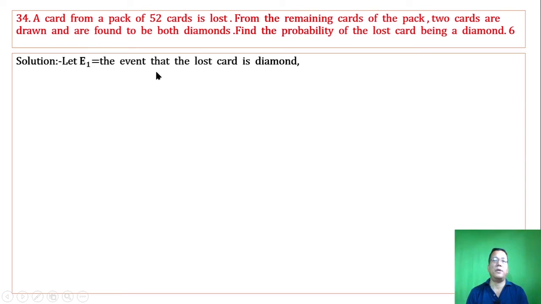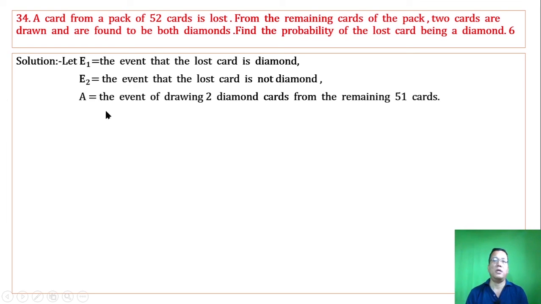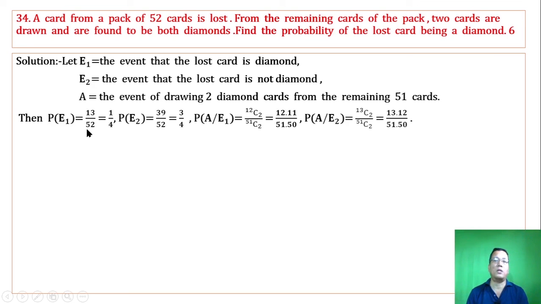Let E1 be the event that the lost card is a diamond, E2 the event that the lost card is not a diamond, and A the event of drawing 2 diamond cards from the remaining 51 cards. Then P of E1 is 13 by 52, that is 1 by 4. P of E2 is 39 by 52, that is 3 by 4.